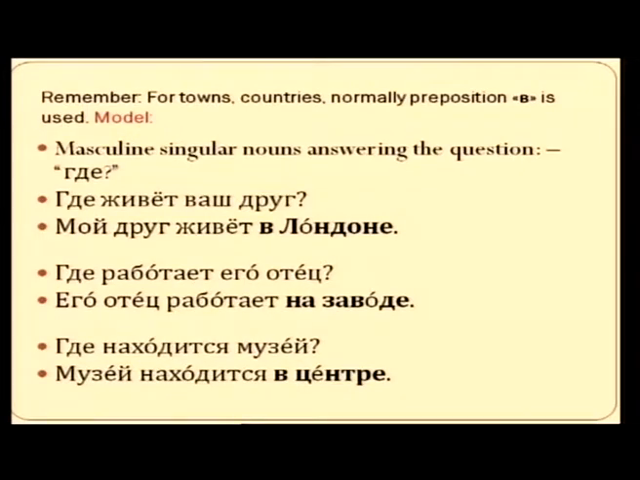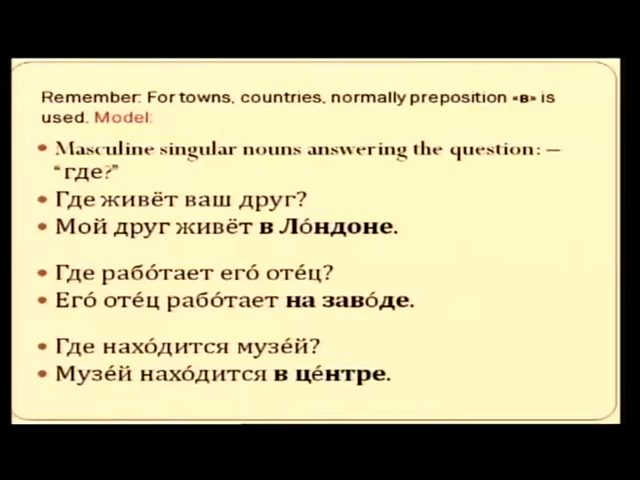Dear learners, we must remember that for towns and countries, normally the preposition в is used. Please pay attention to these sentences while I read them for you. In the beginning, we will talk about masculine singular nouns answering the question где. Где живет ваш друг? Here we have used где as a question, and since you already have an understanding of intonation in Russian, the sound at the end rises. Где живет ваш брат? Где живет ваш папа? Где живут ваши родители? In all these three sentences, the intonation at the end rises and thus it changes into an interrogative sentence.